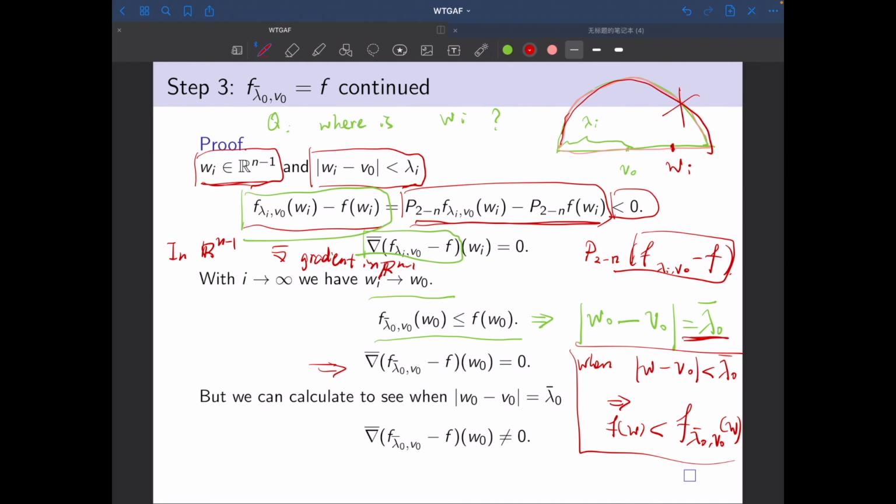And then we can use the Euler-Lagrange equation to calculate the gradient of this function when the distance of the point to the center is exactly the radius. By calculation, we know that this is not 0, which is the contradiction. That finishes step 3, and also finishes the moving sphere argument.